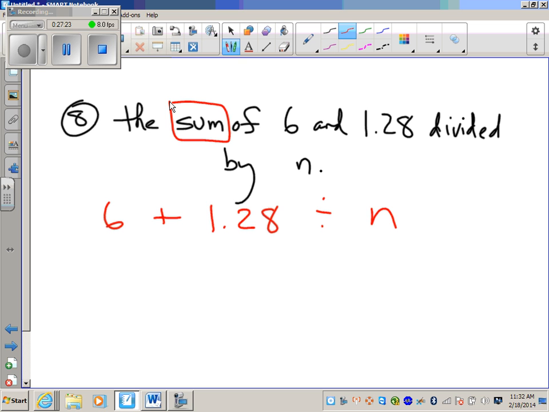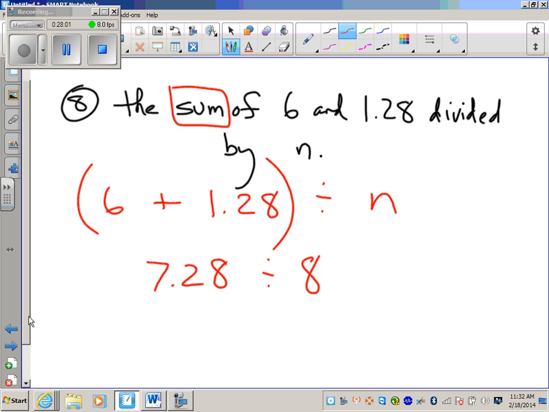The only way to ensure that we do the sum divided by n is to put parentheses around it. Now maybe you caught it in your work but didn't catch it here, then you'd miss a point. You need the parentheses. Because when I add these together, I'm going to get 7.28 divided by the 8. Now divide the sum, 6 plus 1.28, divided by 8.